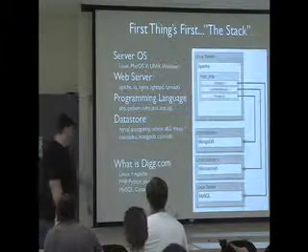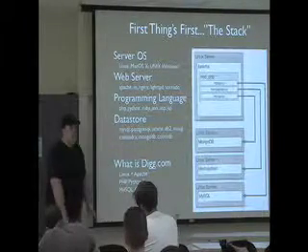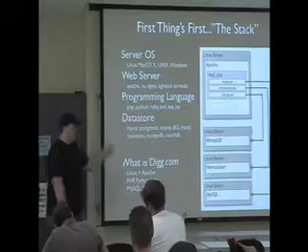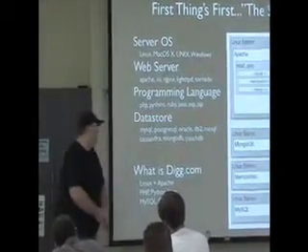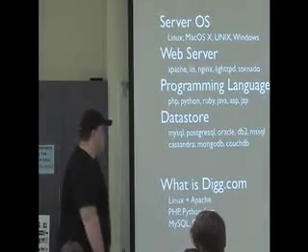What is Digg? Digg is Linux and Apache. We use PHP, Python, and Java, and then MySQL and Cassandra. That's not everything, but that's some of the main components.